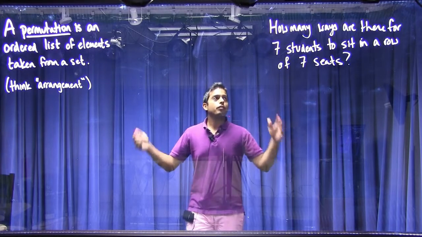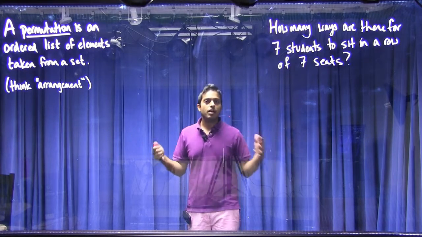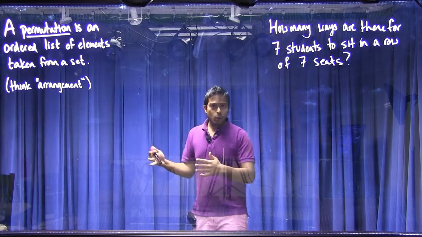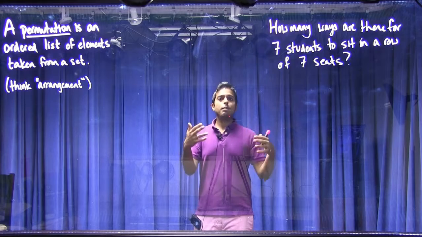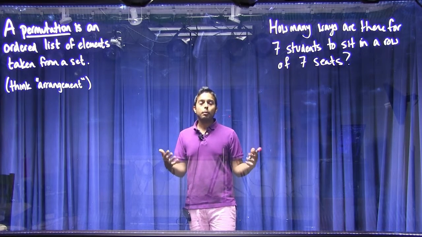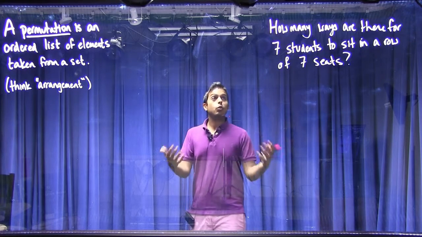How many ways are there for 7 students to sit in a row of 7 seats? So in the previous problem, we only had 4 students and 2 seats. We were able to list out all the possible permutations, and then we saw that there were 12 of them.